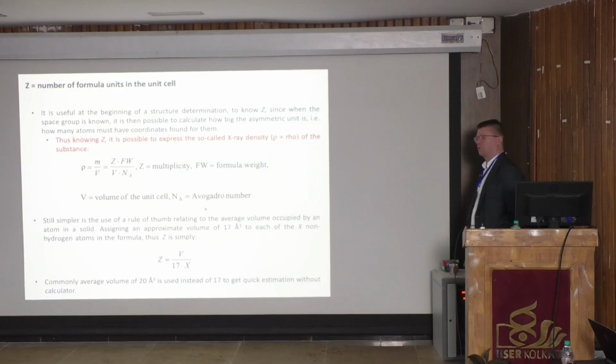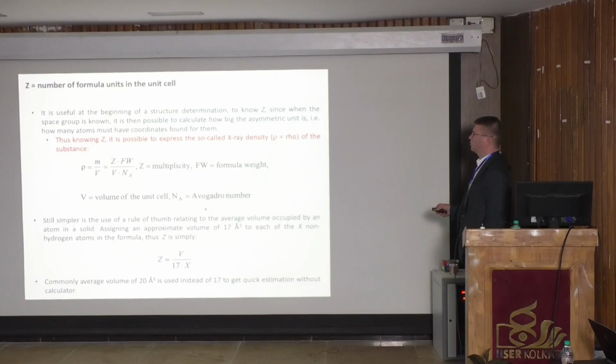And now some simple mathematics which will help you to figure it out. What do you have in your hand? This is really a more practical tool already. Z is the number of formula units in the unit cell. So if we have, let's say, ibuprofen, and we now know that there are four ibuprofen molecules in the unit cell, it means that Z equals 4. And this is very useful in the beginning of the structure determination to know this Z.